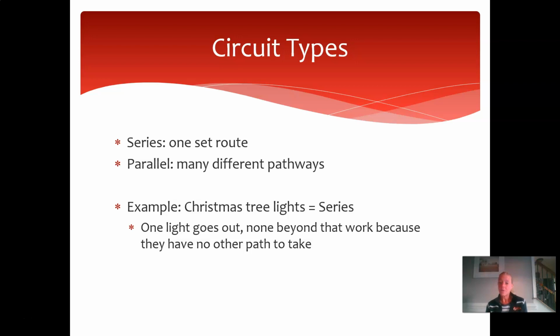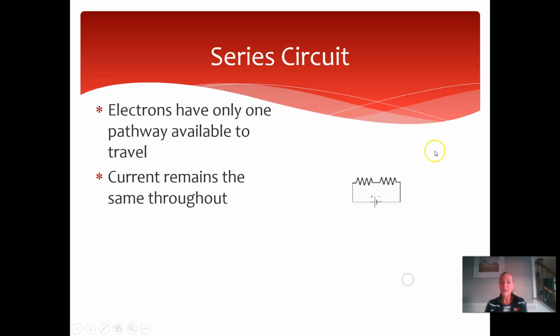In a parallel circuit, there are many different pathways for electricity to follow, and it will find the path of least resistance. If one path gets blocked, it'll just find another one. This means that even if one light went out, all of the others could still continue to work. That's your big difference between a series and a parallel circuit. This is often how we draw circuits. A series circuit has just one set path for electricity to flow, and the current remains the same throughout the entire circuit.